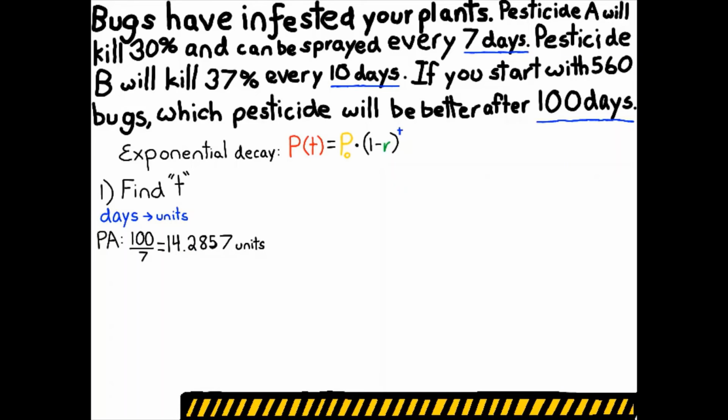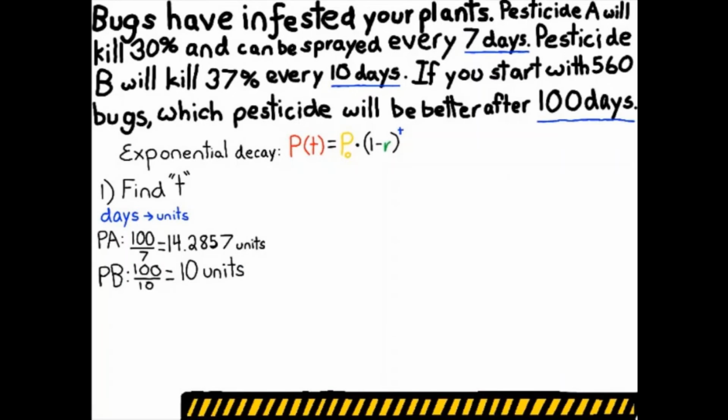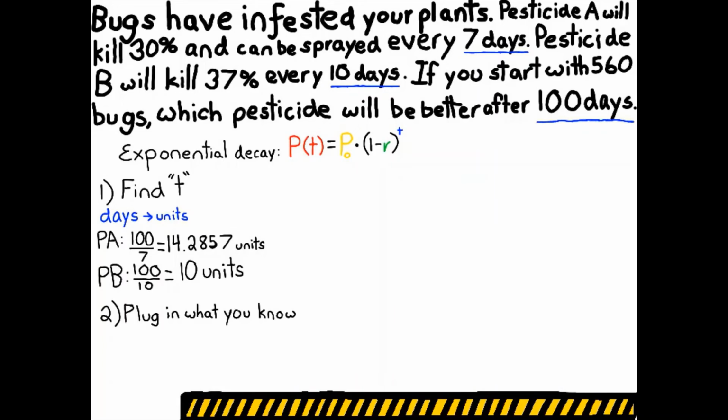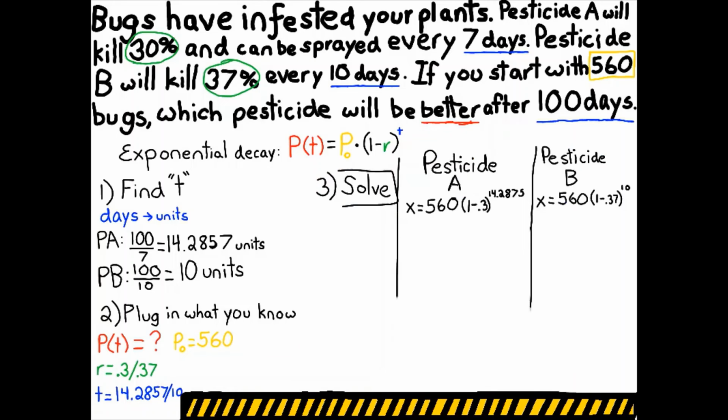100, our total time, divided by 7 gives us 14.2857 units. For pesticide B, we do the same and we get 10 units of time. Then we plug in what we know. We're going to end up with 2 equations here, but for both, the final value is our variable. The initial value is 560, and the rate will be either 30%, meaning 0.3, or 37%, meaning 0.37. And the time will either be 14.2857 or 10.